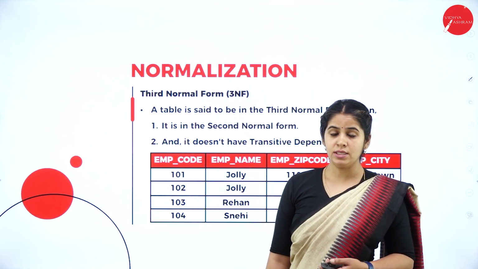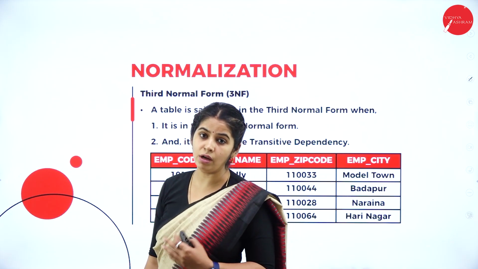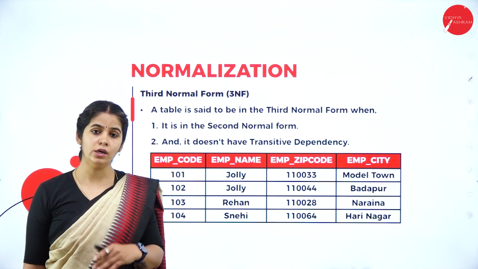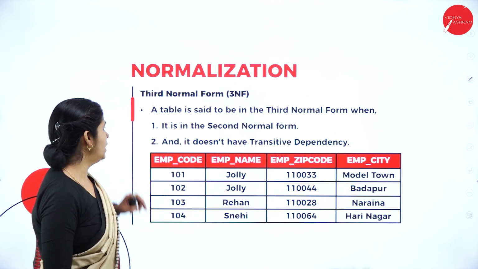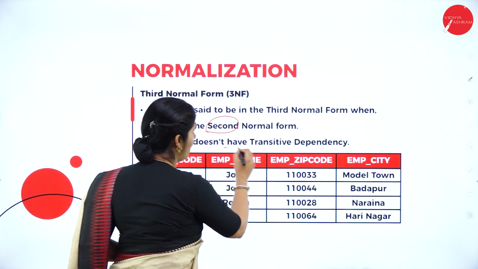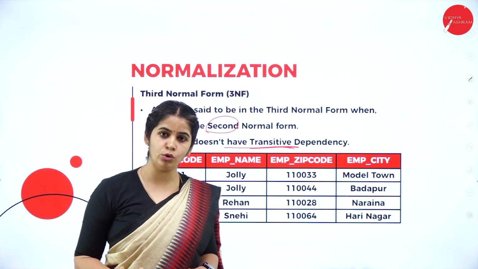Then what we have is third normal form. What do you mean by third normal form? Again we have two constraints to say the relation is in third normal form. One is that it should be in the second normal form, and it does not have any transitive dependency. We have already discussed what a transitive dependency is.